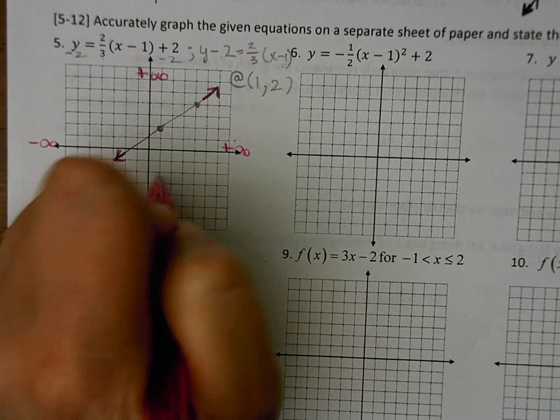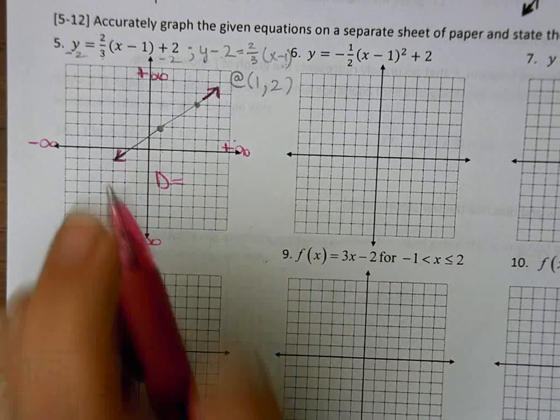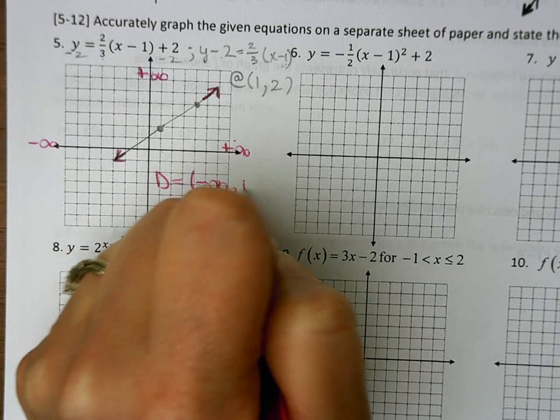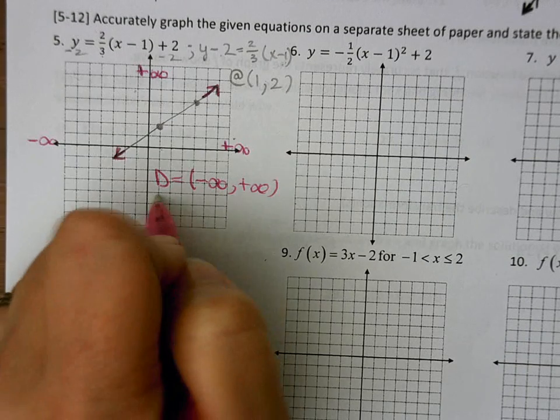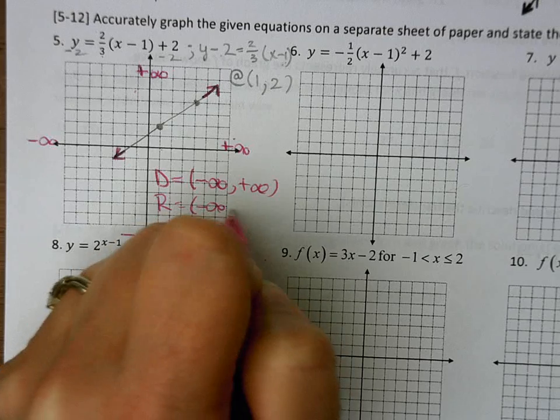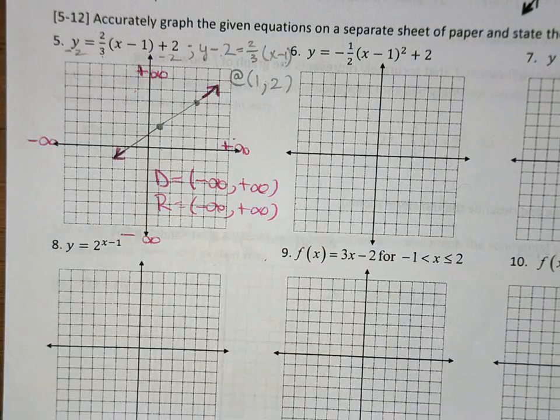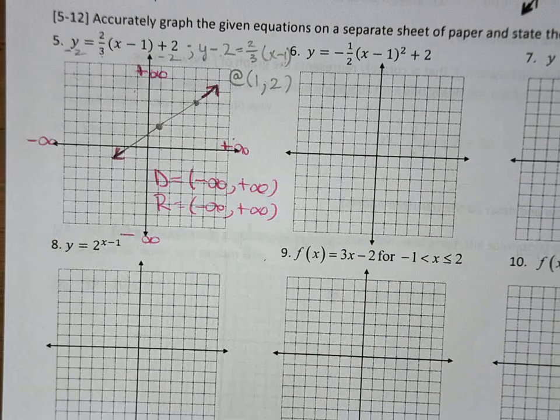So for my domain, it's left comma right. And then my range is bottom comma top. And then infinities always get parentheses.